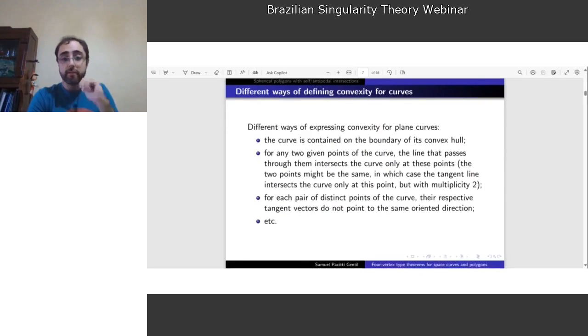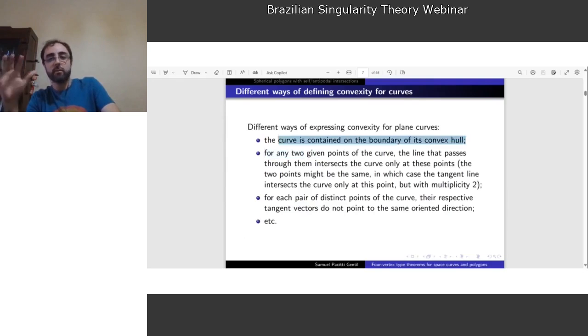Okay, now, since we have thought of a definition for a vertex for a space curve, we must also define convexity for space curves. And recall that from what we knew about plane curves, a curve is convex if and only if it is contained on the boundary of its convex hull. This is an equivalent condition for a curve to be convex.